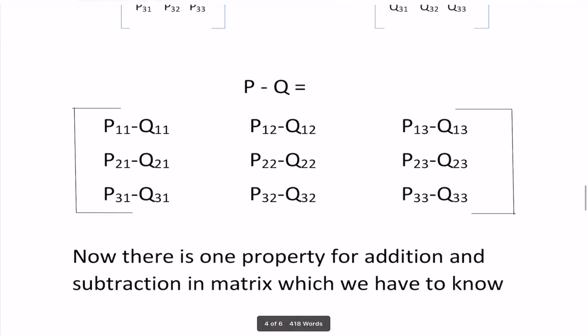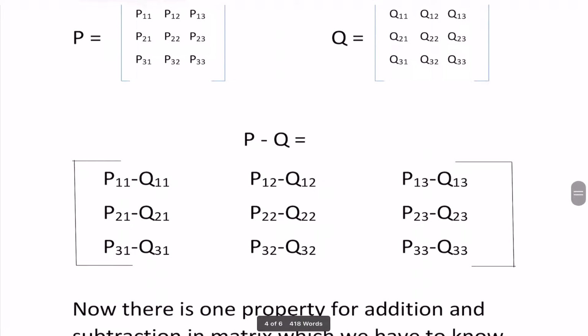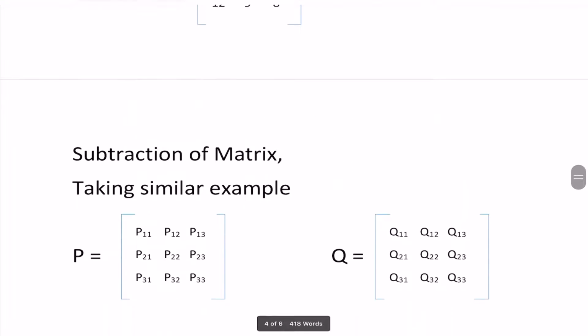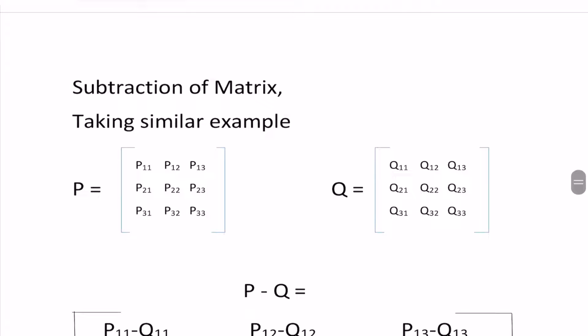Now there is one rule that we have to remember for every addition and subtraction. The first row and the first column element will always be combined with the other matrix's first row and first column element. Similarly, P11 will never be added with Q12 or Q13, because this is wrong. P11 will always be added with Q11, and P12 will always be added with Q12.